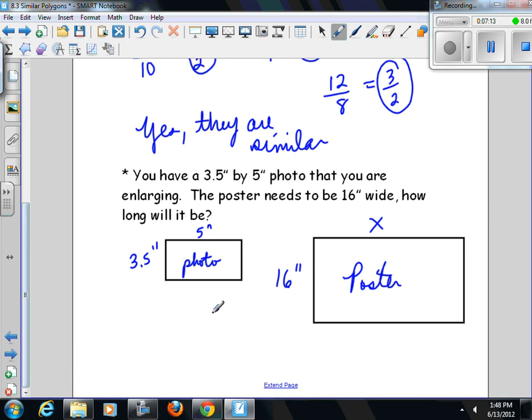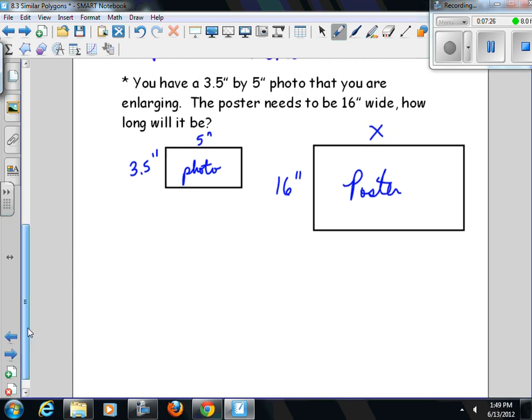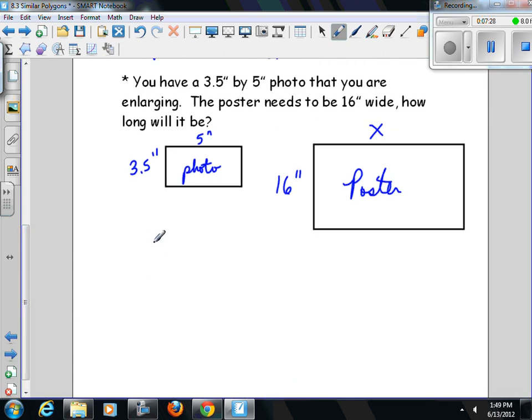Now, the thing is, the photo and the poster, in order for the picture to not be distorted, they're going to have to be similar. So they're going to have to be proportional to one another. So let's see how we can set this up. The 3.5 inch width in the photo corresponds to the 16 inch width in the poster.